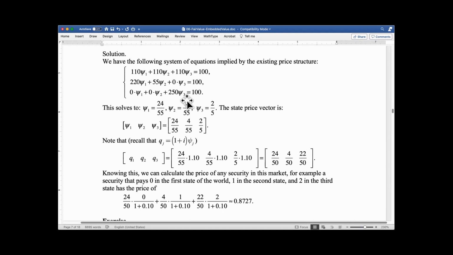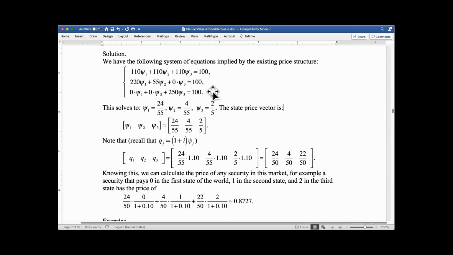And you can very quickly check that it's not, because you write out the matrix of 110, 110, 110, 220, 55, 0, 0, 0, 250. And this matrix can be made diagonal if you switch the second and third row, and then the calculation of the determinant becomes very simple. It's non-zero. So there is a unique solution.